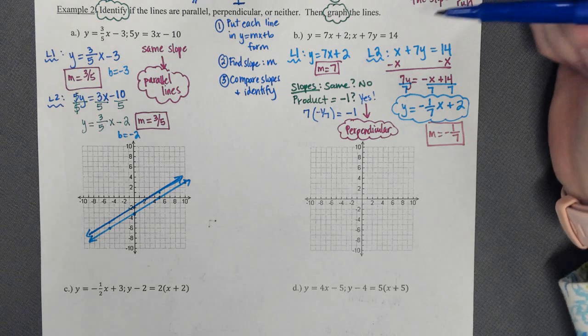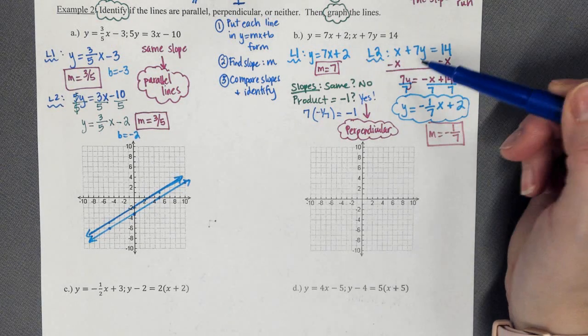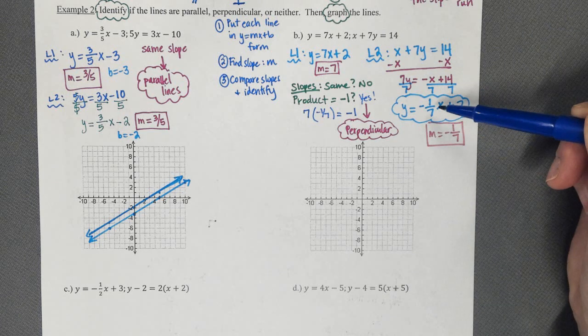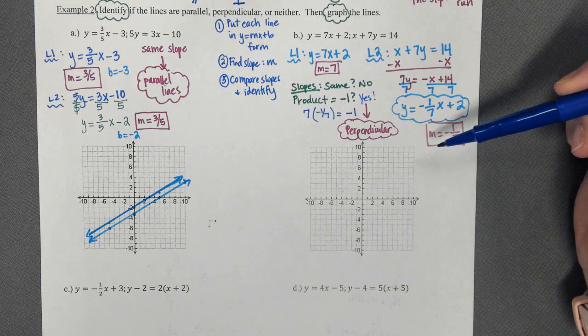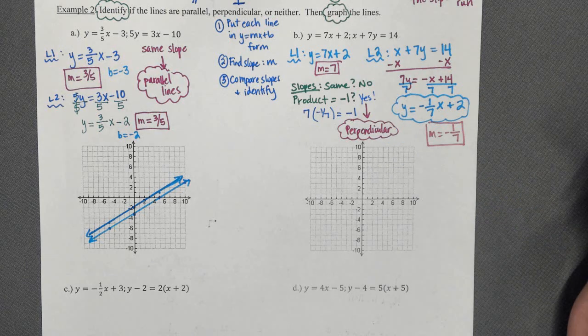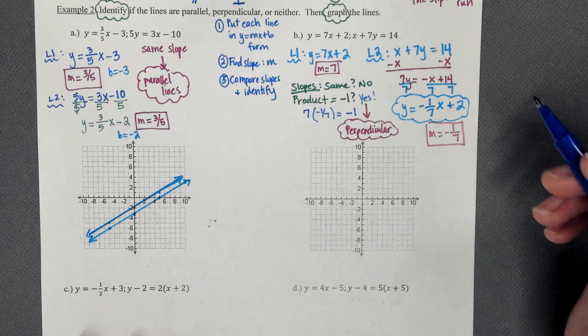Okay, so what we did on Monday is we put this in the form y equals mx plus b. We found the two slopes and we found that they're perpendicular. So now what we're going to do is graph.